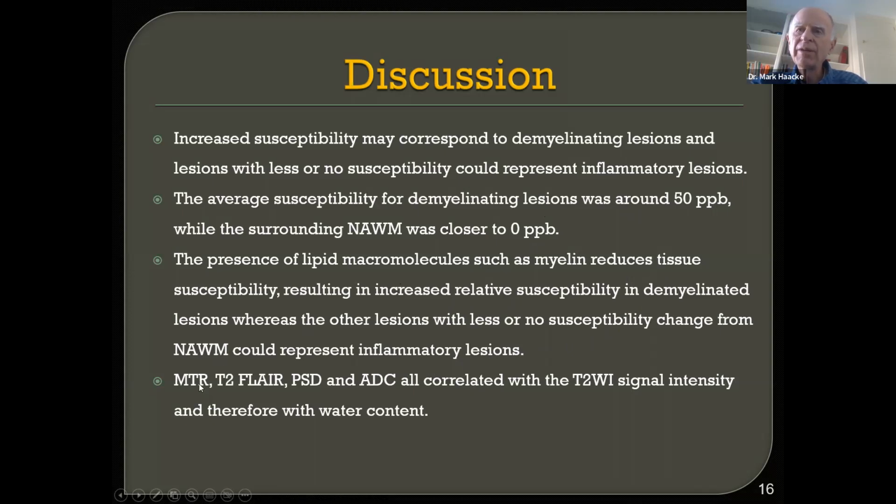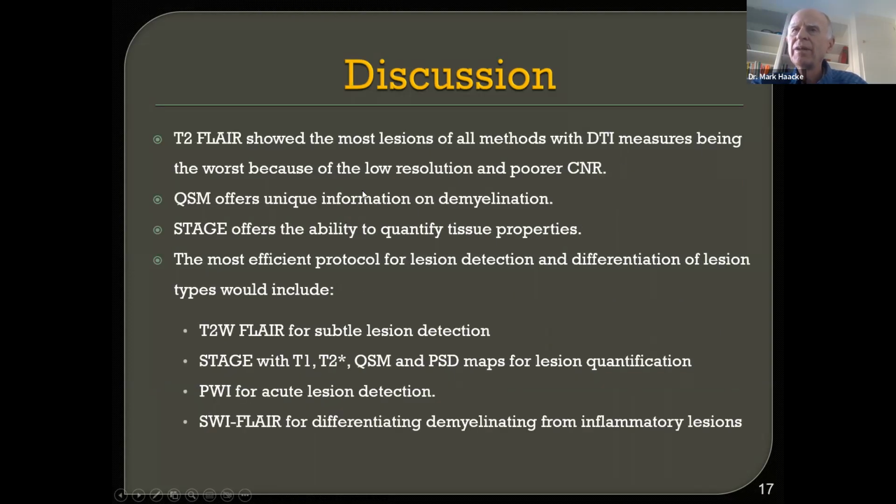So all of these, MTR, T2, FLAIR, water content, ADC, they all correlated with the T2 weighted signal intensity, or they all correlated with this water content called proton spin density. T2 FLAIR showed the most lesions of all of them, with DTI measures being the worst because DTI has fairly low resolution. QSM offers the unique information on demyelination. STAGE offers the ability to quantify all of these tissue properties.